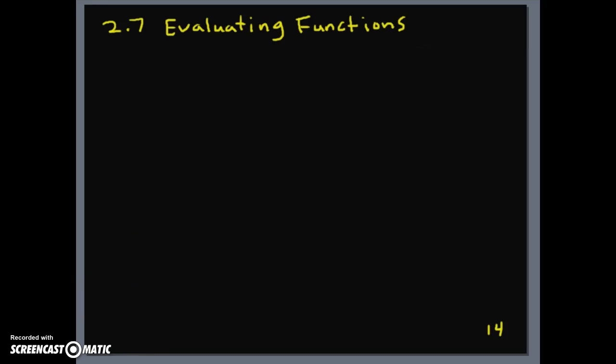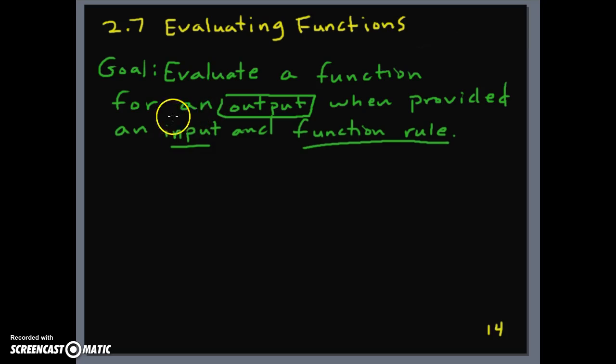So the goal today is to be able to evaluate a function for an output when provided an input and a function rule. So that's what evaluate a function means. It's trying to figure out what the output is for a given input and a function rule. So what does that look like?